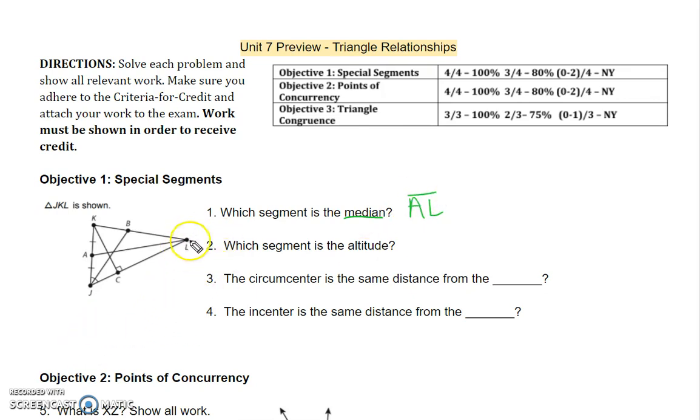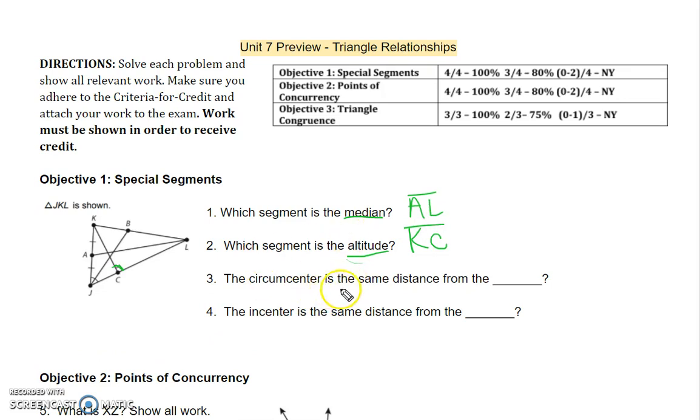Number 2, which segment is an altitude? An altitude goes from the vertex perpendicular to the side. So what I'm looking for is this little square right here. That's the only one on there. And since I know an altitude has to be perpendicular, KC has to be my altitude.